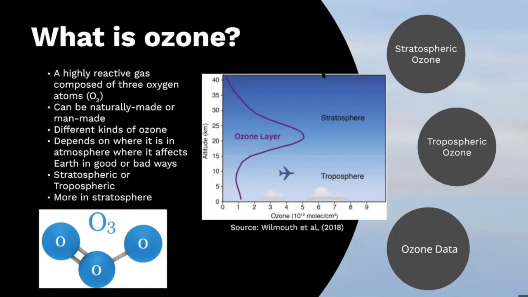It can be seen on the graph how the stratosphere has more ozone than the troposphere does, since the stratosphere naturally makes the good ozone through the interaction of solar ultraviolet radiation with molecular oxygen.